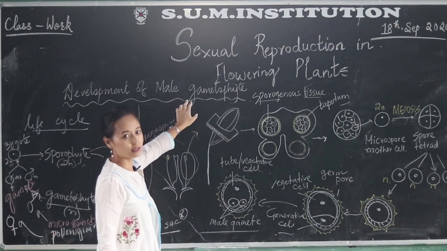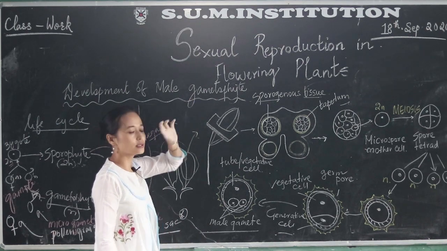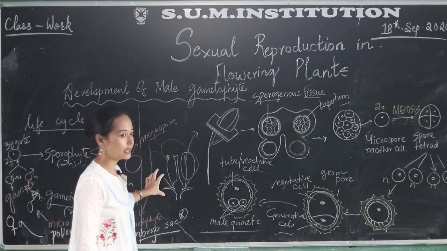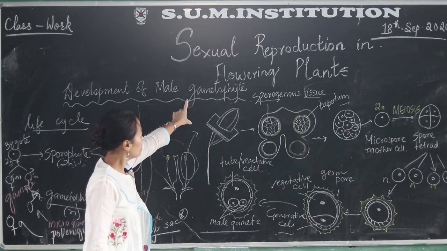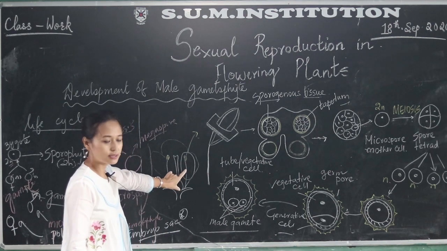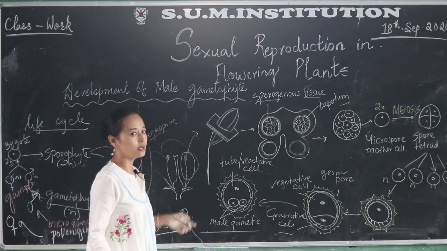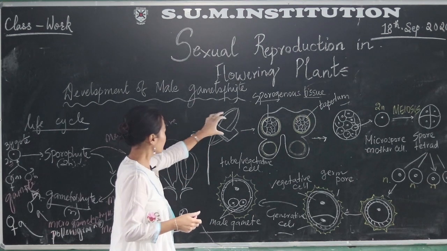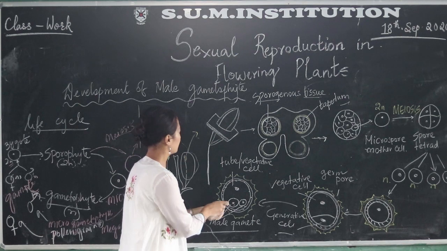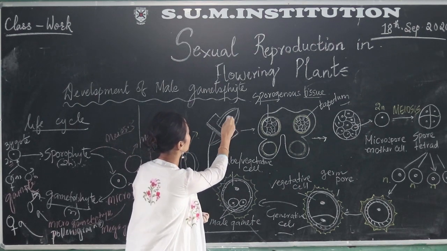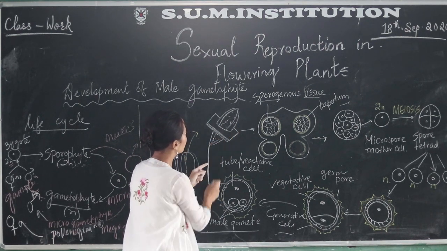Now, if we are to see the development of the male gametophyte, the pollen grain, how does it develop in the flower? The male gametophyte develops in the stamens. If you take one stamen, which part of the stamen should we focus on? It is the anther, the top portion, the head portion, not the filament.